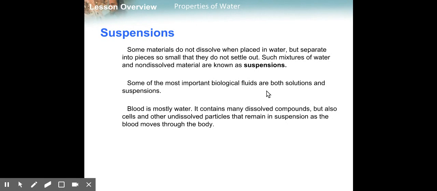Suspensions. This is where the solute, which technically is not a solute if it's a suspension, but whatever is getting mixed into the water, is not going to be dissolved.